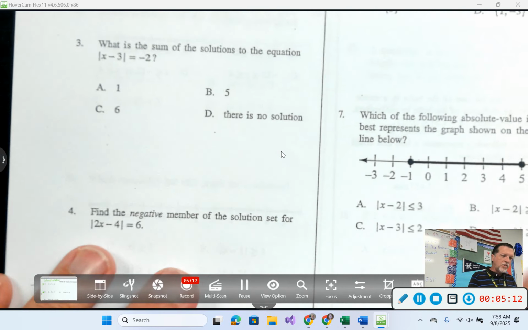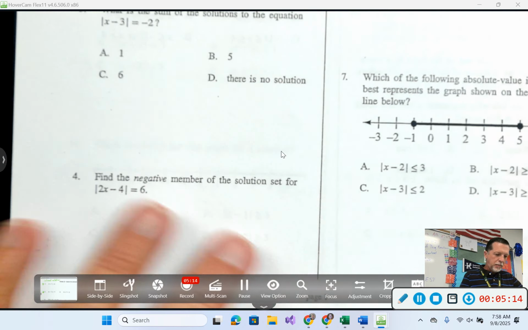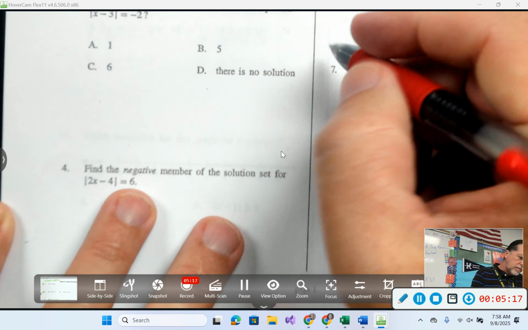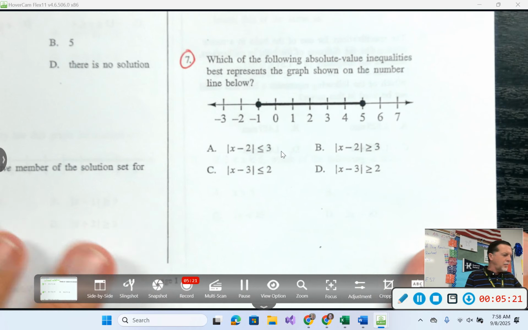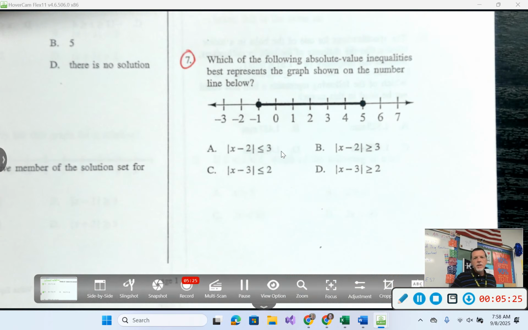All right, let's grab the packet and let's look at ones we mentioned. Number 7. I think I did one of these in one class because somebody asked about it. Wisely so. So, number 7, which of the following absolute value inequalities best represents the graph shown on the number line below? So, again, it's like, here's the answer. What was the question?